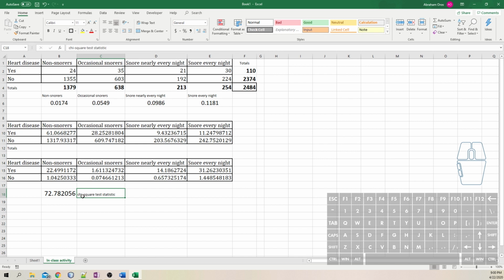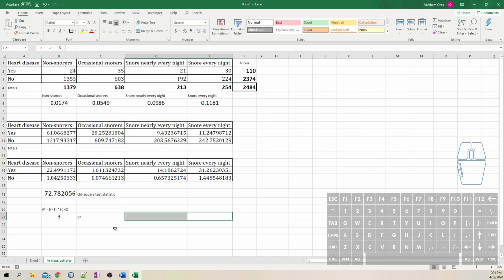All right. Then we want to find the degrees of freedom. And the degrees of freedom are equal to the row count minus 1 times the column count minus 1. So in this case, the row count is 2. So that's just going to be equals 2 minus 1 times the column count, which is 4 minus 1. Or, as you might have guessed, 3. So this is your degrees of freedom.